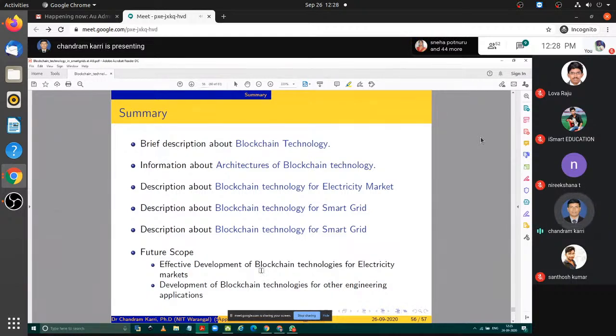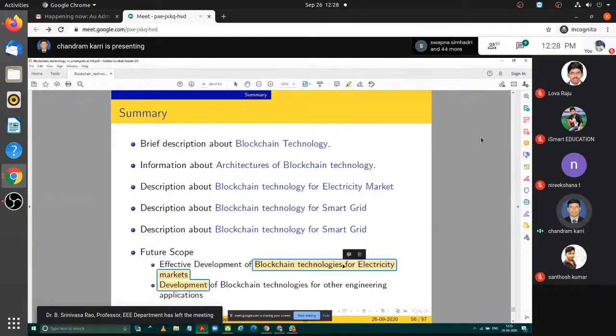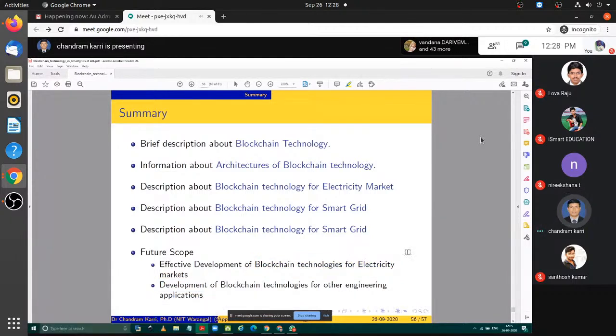It is open to everyone. These blockchain technologies can be used for electricity power markets and also other engineering applications. So my sincere advice to the scholars who are present in today's webinar: without shyness, go to your neighboring departments and talk to computer science department faculty, and electronics and communication, instrumentation, sometimes mechanical.